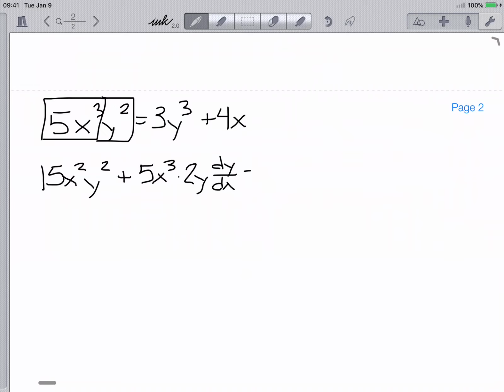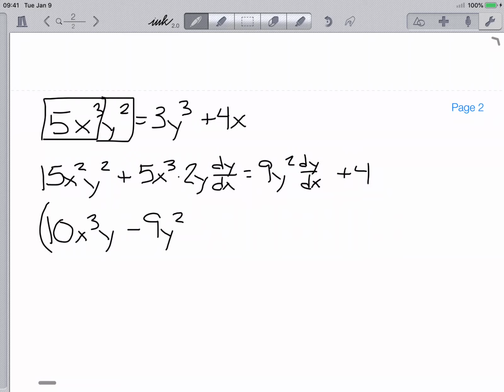So I'm done with the left side. And then on the right, I've got 9y squared dy/dx plus 4. Now again, it's just an algebra problem. I'm going to move all my dy/dx's to the left, and I'm going to move everything without a dy/dx to the right. So I'm going to have 5x cubed, well, let's simplify that. 5 times the 2 gives me 10. So I'm going to have 10x cubed y minus the 9y squared.